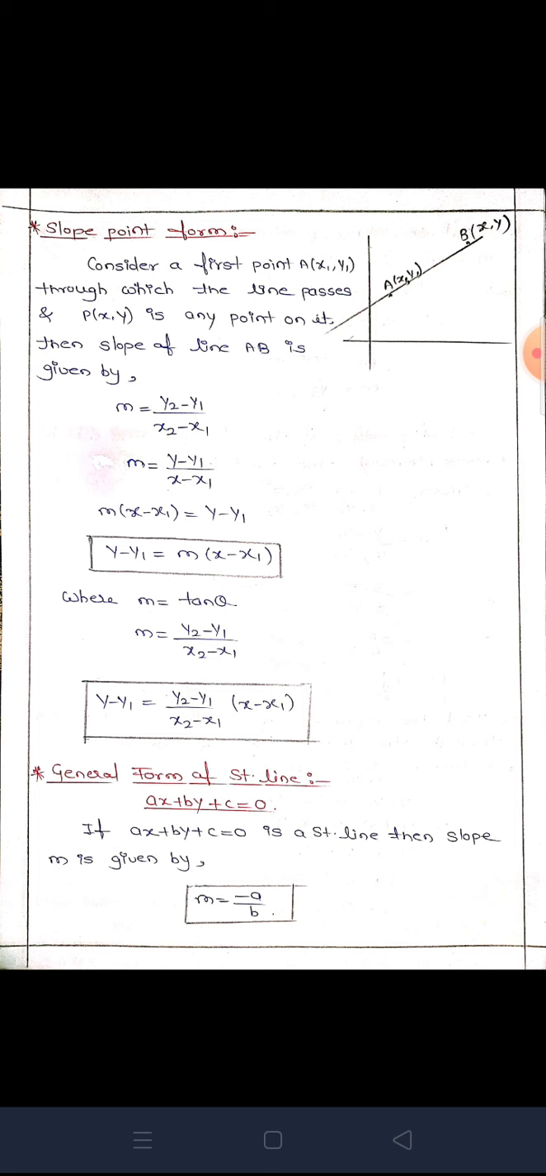Then coming to the next point, the general form of the straight line. That is how we write the straight line, in the form of ax plus by plus c is equal to 0. So directly from this you can find the slope, that is m is equal to minus a divided by b. So it is one more formula for slope. How many formulas do we have? 3. The first one is m is equal to tan theta, and m is equal to (y2 minus y1) divided by (x2 minus x1), and m is equal to minus a divided by b.